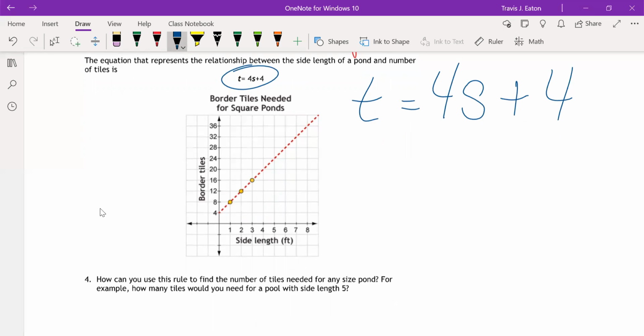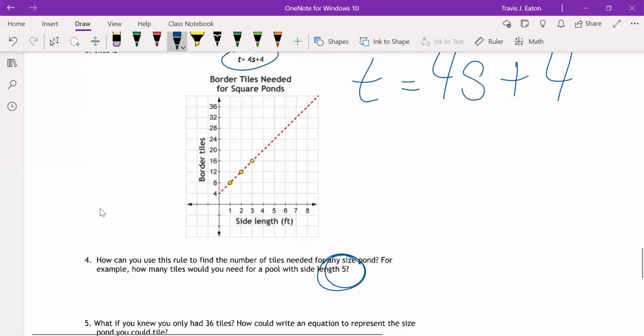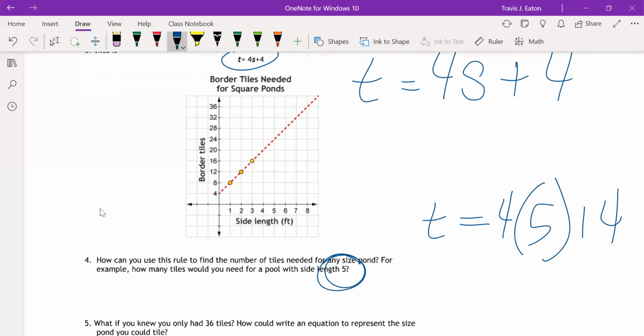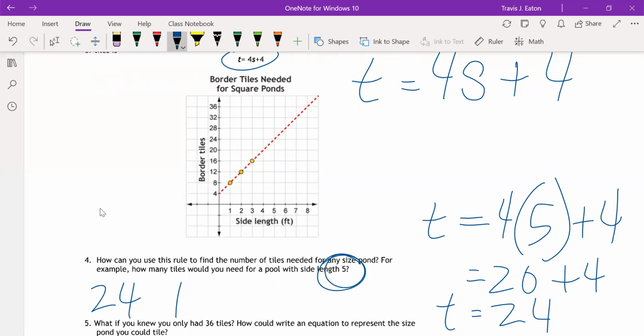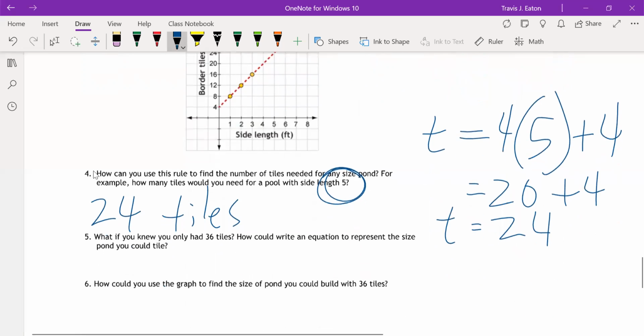Like, for example, how many tiles would you need for a pond with a side length of 5? Well, that's pretty easy to do. The number of tiles necessary would be equal to 4 multiplied by a side length of 5 plus the 4 corners. So that's going to be 20 plus 4, which equals 24. So the number of tiles necessary would be 24 tiles. Beautiful. Thank you for the time reminder.